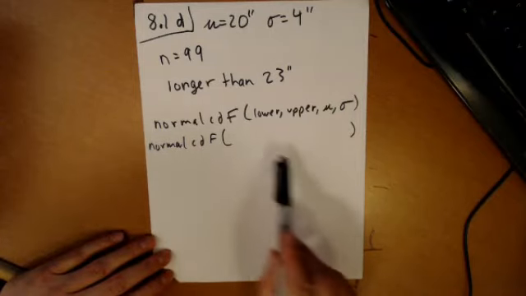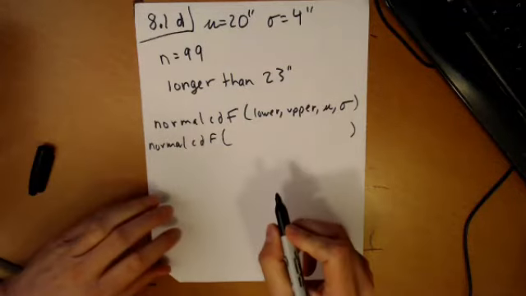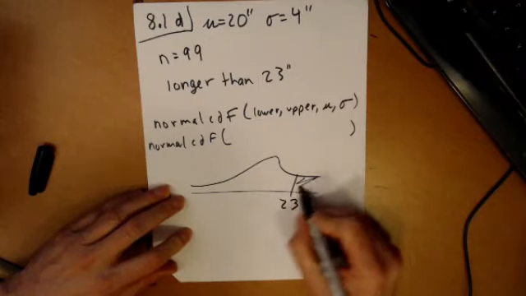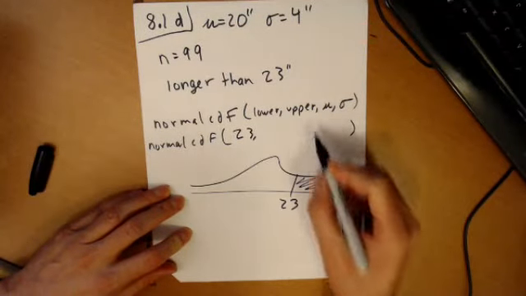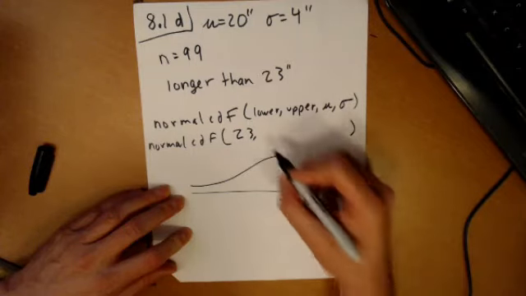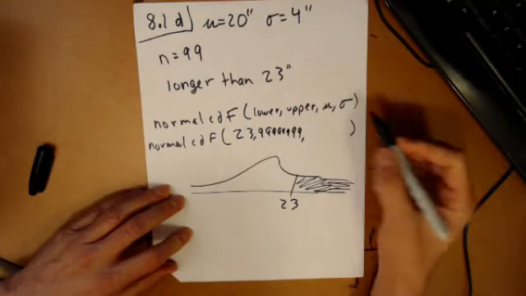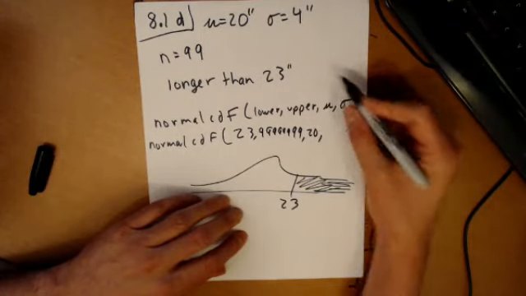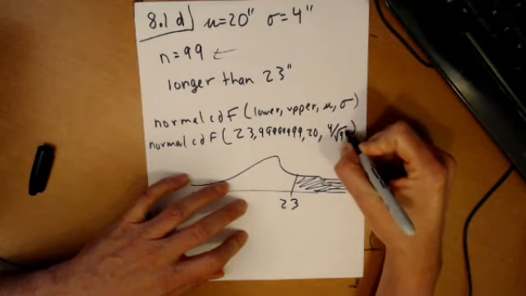Last video I showed us how to use the normal CDF function. So we just need to put the lower, the upper, the mu, and the sigma. Longer than 23, so 23 is somewhere over here. The lower is 23. The upper, you could be fancy and say 1 E 99, or just use the 99999 trick that I like. The mean mu is 20. And the standard deviation has to account for sample size, so it's just going to be 4 divided by the square root of 99.